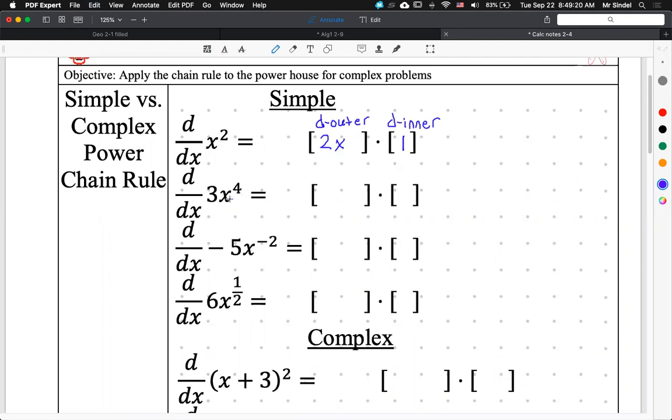Next. I need to take the derivative with respect to x of this 3x to the power of 4. Someone do doubter, between Andrea and Fiona. Fiona, go for it. 12x to the third. 12x to the power of 3. Perfect. And Andrea, what's the dinner? 3x. No, wait. Not quite. Remember that the inner is this x. So 1. 1, exactly, yep.